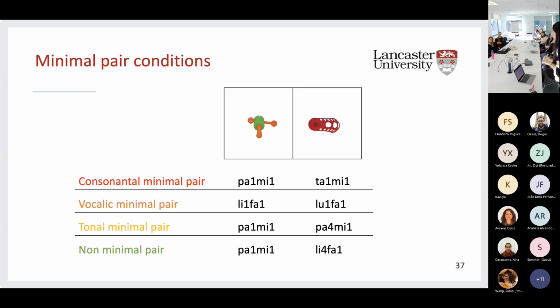So here are our minimal pair conditions. Similar to the previous studies, we have consonant minimal pair, vowel minimal pair, and non-minimal pair conditions. And in addition, we have a tonal minimal pair condition. So the words only differ in the tone, which is more tricky, the most difficult.